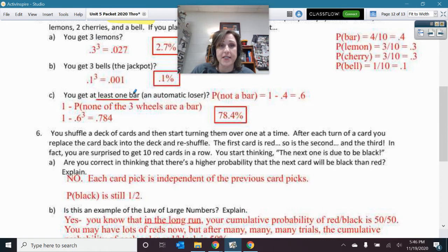So 40% are bar. Okay, so probability of at least 1 is 1 minus the probability that none of the 3 wheels are a bar. So in order for none of the 3 wheels to be a bar, then all 3 of them are this 0.6. So not a bar times not a bar times not a bar. So that's 1 minus none of the 3 wheels are bars. There it goes. All right.